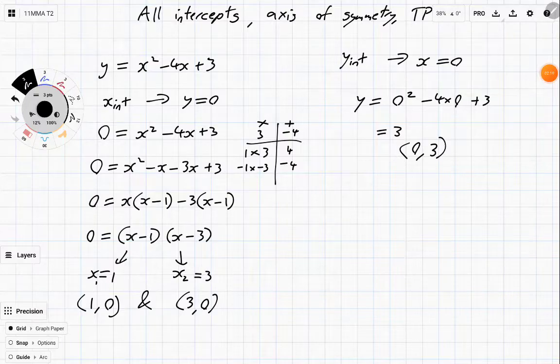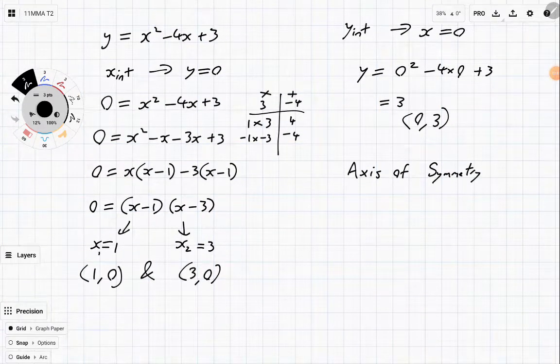Next go, axis of symmetry and the turning point. So for the axis of symmetry, it's going to be halfway between the two x-intercepts. So x is going to be equal to b plus c over 2, which is just our two intercepts, which is 1 plus 3 over 2 from over here, 4 on 2, which is 2.